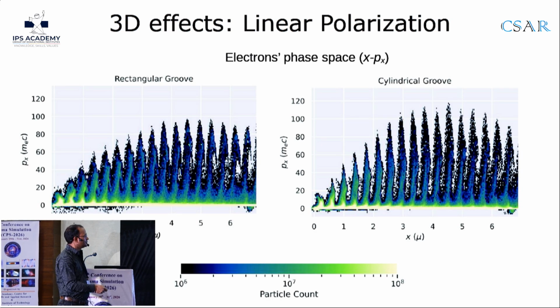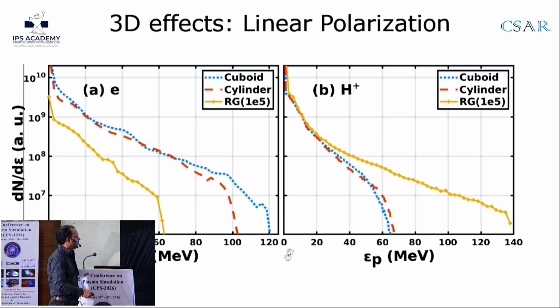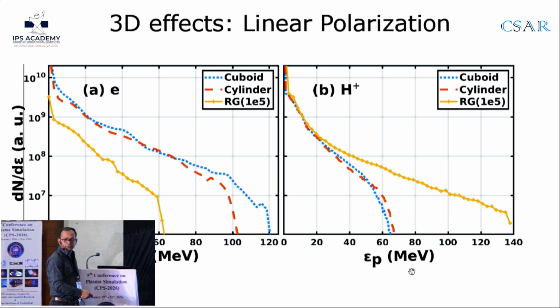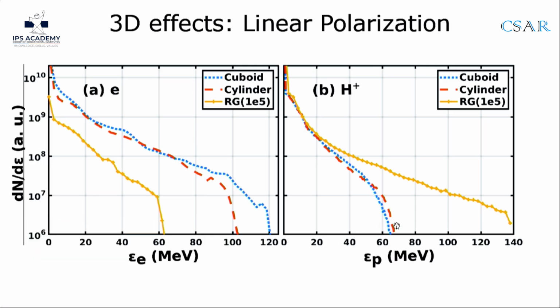Also, we have looked at the electrons, and this is the electron phase space. You can see that in the cylindrical groove, the momentum transfer to the electrons is much higher as compared to the rectangular or cuboidal groove. This has the effect of a marginally higher cutoff energy. It's not very different; in the two cases the cutoff energies are very close. And of course, as I said, 2D is highly overestimated, so this is the actual value which we have obtained with this kind of geometry. Currently, we are also trying to analyze these results using a waveguide model, but I have not included those results because we are still in the process of that.